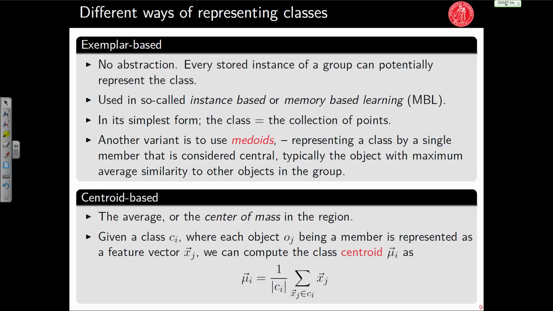Given a class CI, where each object OJ being a member is represented as a feature vector xj, we can compute a centroid, the class centroid mu I, as the sum of all vectors that belong to this class divided by the number of vectors within this class. So this is how you compute the average vector.